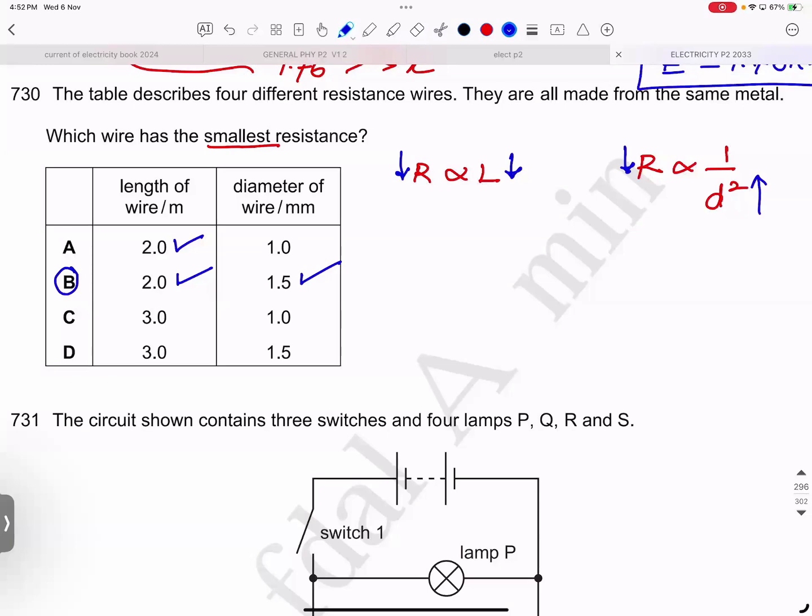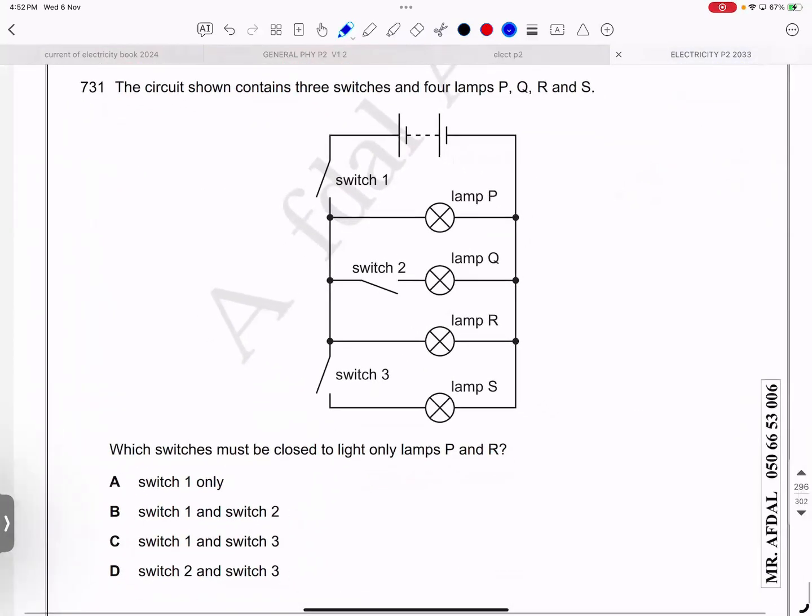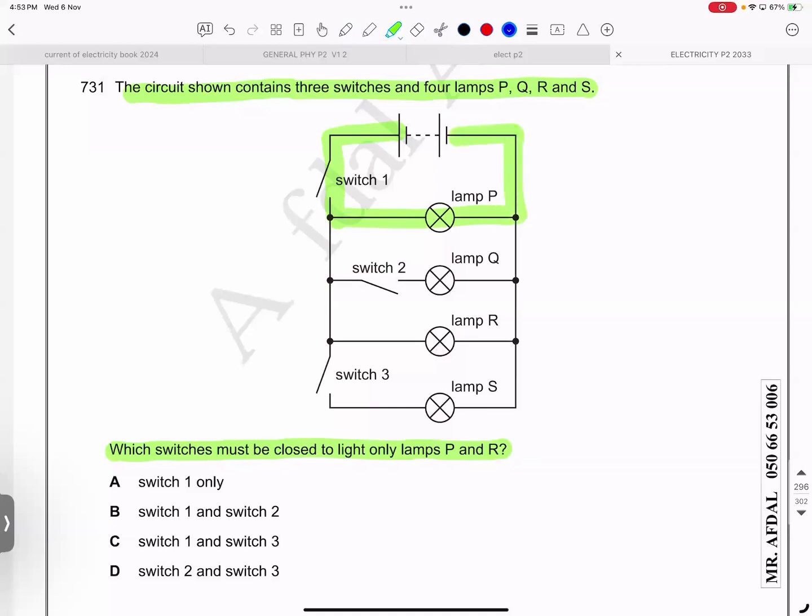Question number 31. Again, an easy switching circuit. The circuit shown contains 3 switches and 4 lamps P, Q, R, S. Which switches must be closed so that lamps P and R are on? Connect the circuit: P on, R on. Which switch is on their path? Only switch 1. For lamps P and R, there is no other switch in their way.